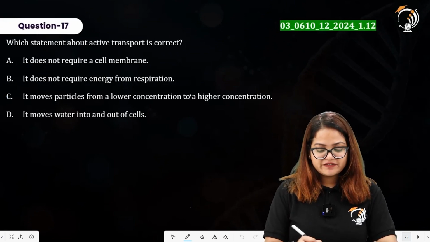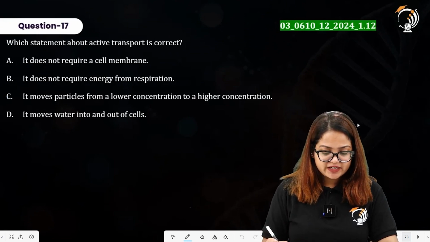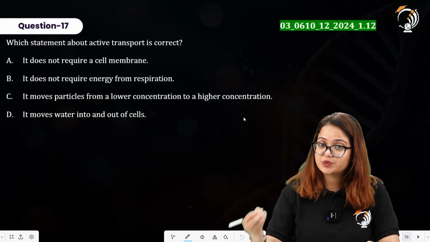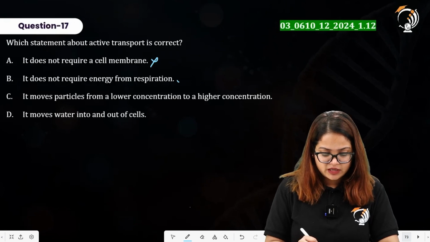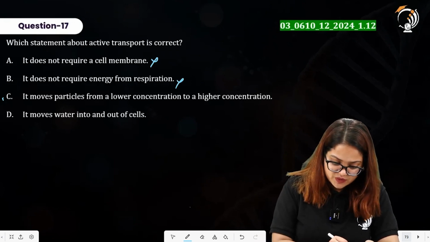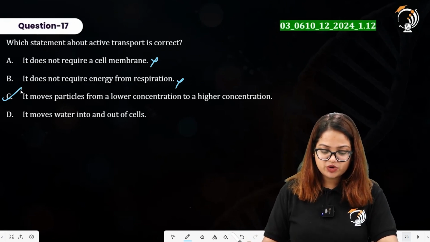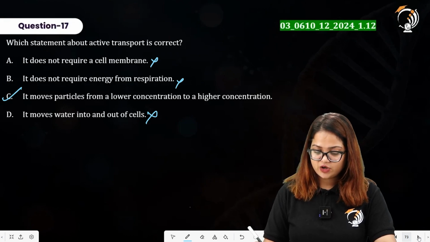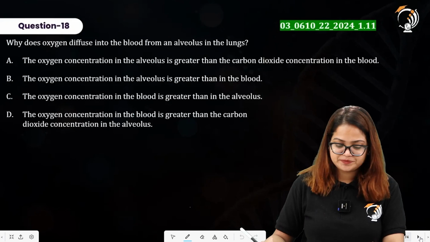Which statement about active transport is correct? It does not require a cell membrane. It does require a cell membrane. It does not require energy from respiration. It requires energy from respiration. It moves particles from a region of low concentration to a region of high concentration. Now this is a correct statement. It moves water into and out of the cells. Water follows the pathway of diffusion here. Or you can say it moves passively.